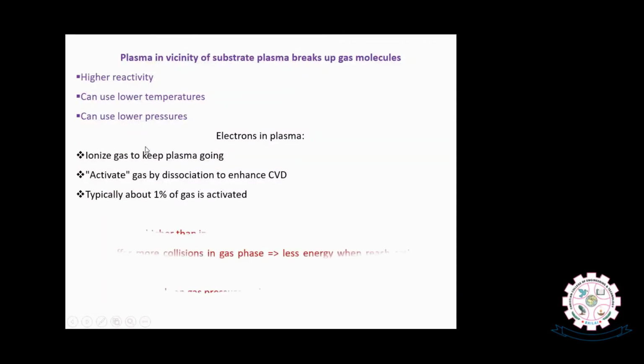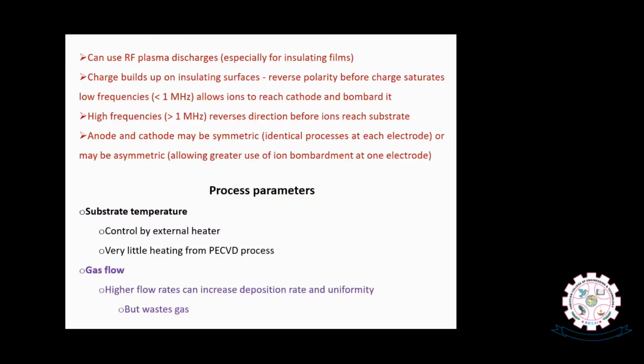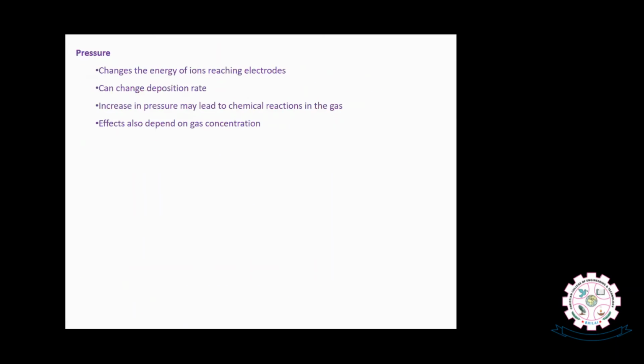And the plasma, all the details I have just given here. You can see what parameters you can play with. You can play with the RF power. You can play with the pressure that you have applied. The pressure changes the energy of the ions reaching the electrodes. Pressure can change the deposition rate. If you work at low pressure, you will have a low rate of deposition. If you work at high pressure, you will have a high rate of deposition.